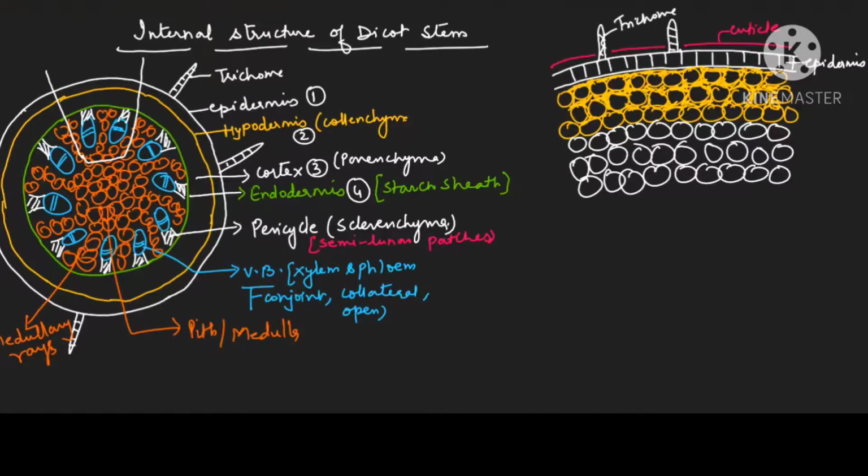Then next you have to draw endodermis. So for endodermis, I have used green color, so I'll be using the same color here. This is endodermis. And endodermis is storing starch, so it is also known as starch sheath. Is it clear?